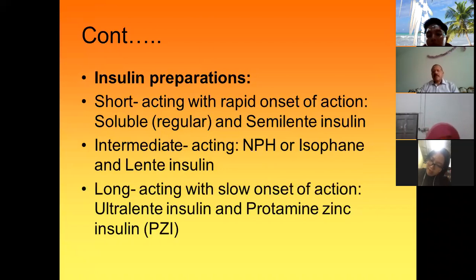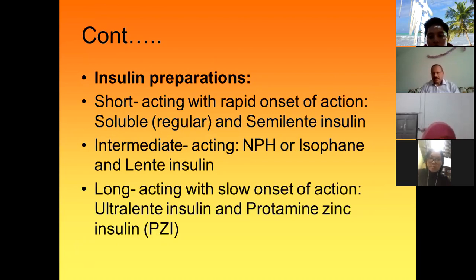Short acting insulin almost always has rapid onset in its action. This short acting insulin preparation includes two main types, soluble and semilente insulin. We can say soluble, or regular, or crystalline, the same. These are different names for the same short-acting insulin, which is characterized by rapid onset and short duration.